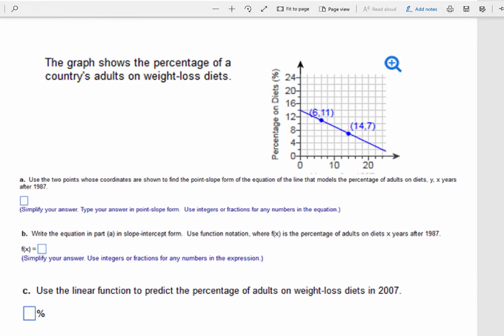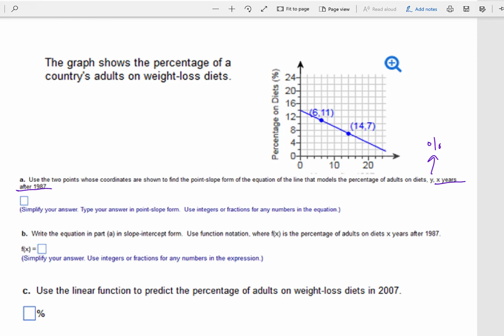Okay, so now it actually gives us a graph, and it shows the percentage of a country's adults on weight loss diets. It says use the 2 points whose coordinates are shown to find the point-slope form of the equation of the line that models the percentage of adults on diets, y, x years after 1987. That's important because x stands for the years after 1987.